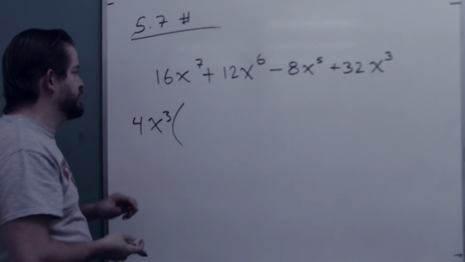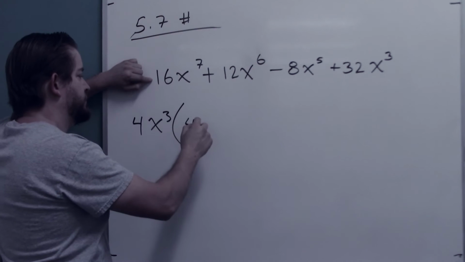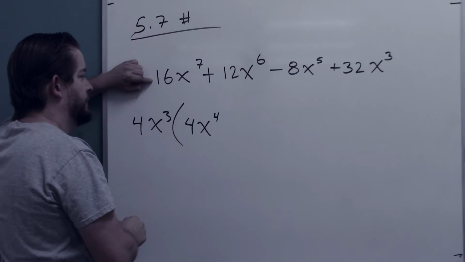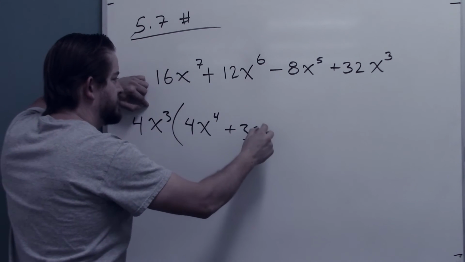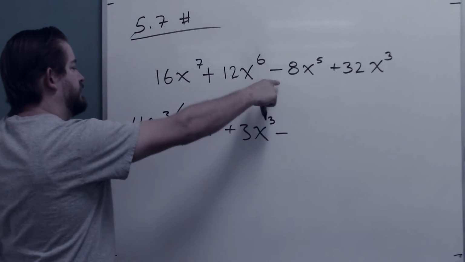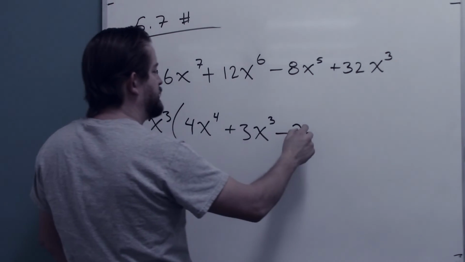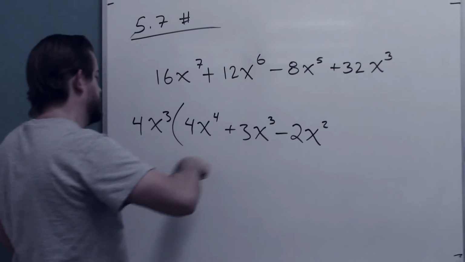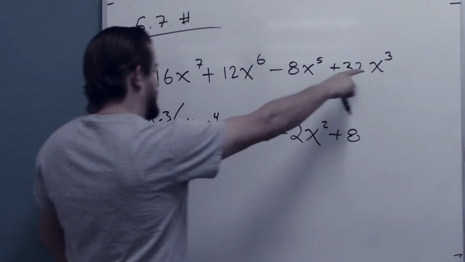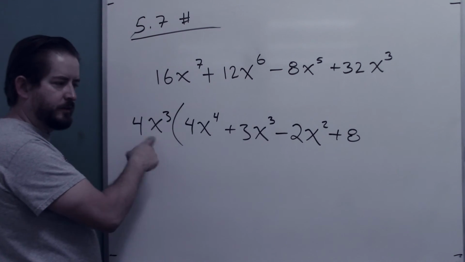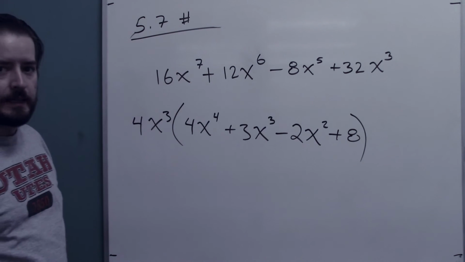And everything is then division. 16 divided by 4 is 4, and taking 3 x's from the 7th gives me x to the 4th. 12 divided by 4 is 3, and x to the 6th minus 3 gives me x to the 3rd. 8 divided by 4 is 2, and x to the 5th over x to the 3rd leaves me with x squared. And then 32 divided by 4 is 8, and x to the 3rd over x to the 3rd is completely removed. That's my factorization, and I'm done.